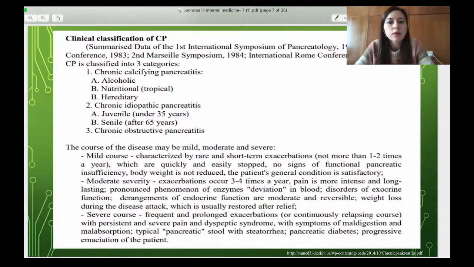Mild course is characterized by rare and short-term exacerbations, not more than 1-2 times a year, which are quickly and easily stopped. No signs of functional pancreatic insufficiency. Body weight is not reduced. The patient's general condition is satisfactory.